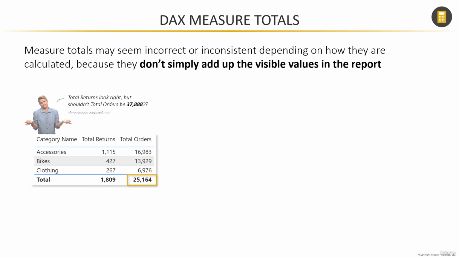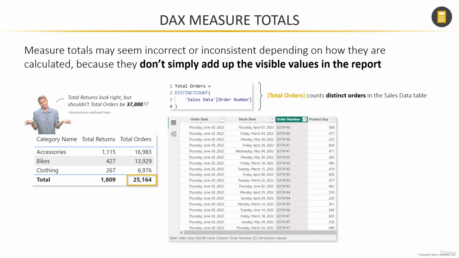The second thing we need to call out is how our total orders measure is actually working. If you remember, we defined total orders using the distinct count. We're basically saying our total orders counts the distinct orders within the sales data table. In text form, that's how this measure translates. Taking a closer look at our data view, we're looking at the order number column within that sales data table, sorted by order number. You'll notice right off the bat that the same order number can appear multiple times.